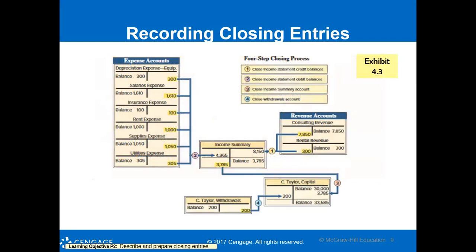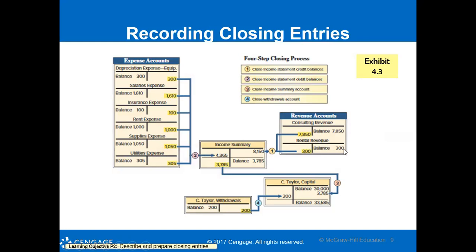Here's an example of what that looks like in the T accounts. Step 1 is to close out our revenue account. We see here that consulting revenue has a balance of 78.50. To close that out, we're going to debit it for 78.50. When debits equal credits, it's a zero balance.